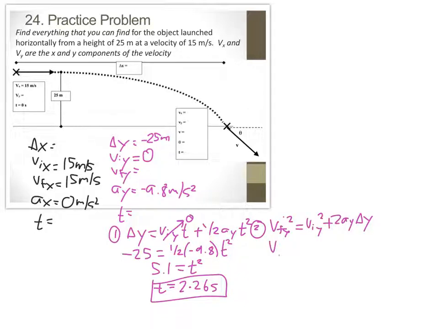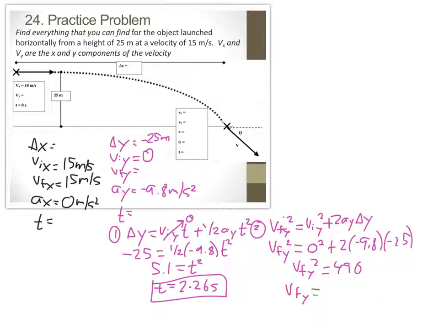I can also go ahead and solve for my final velocity. So for that final velocity, I'm going to use my v_f squared equation. Again, I'm just using all these subscripts here to show that it's all for the y direction, but it's the same equation. So we have 0 squared plus 2 times negative 9.8 times negative 25, which means v_fy squared is going to be equal to 490. So when I take the square root here, I get that v_fy is going to be 22.1 meters per second, but I always need to do a plus or minus. Since that y velocity is going down, it's going to be negative 22.1.